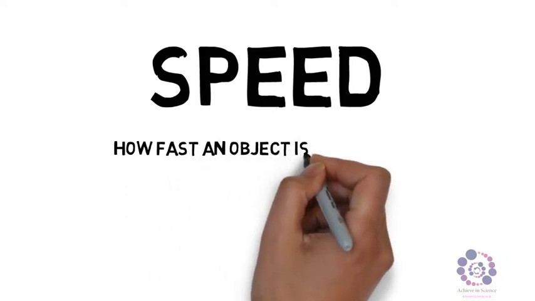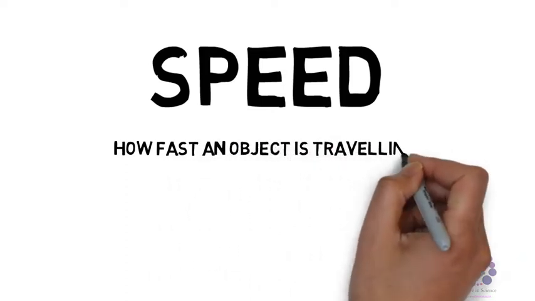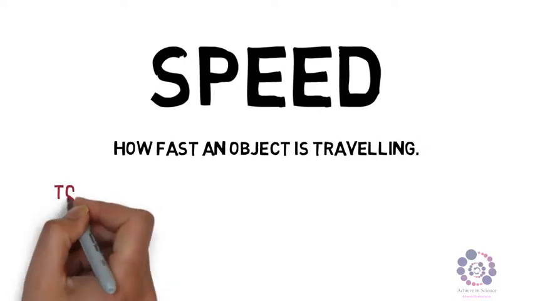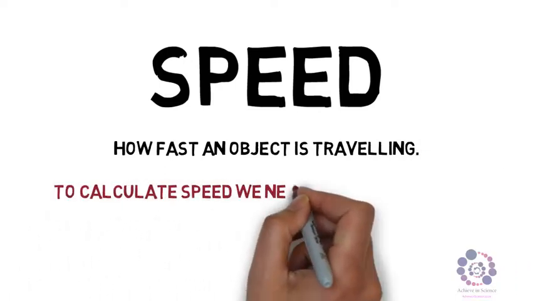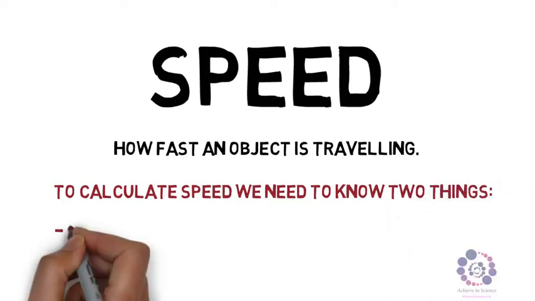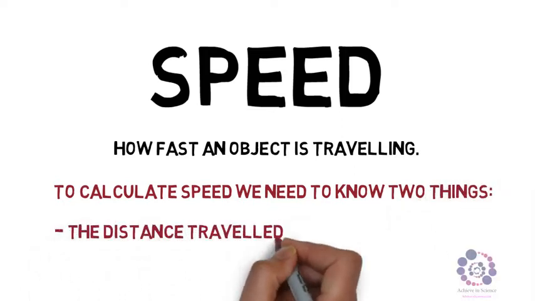Now, in order to work out how fast an object is travelling, you need to know two things about the object. First of all, you need to know the distance that has been travelled by the object. And secondly, you need to know the time that it has taken.